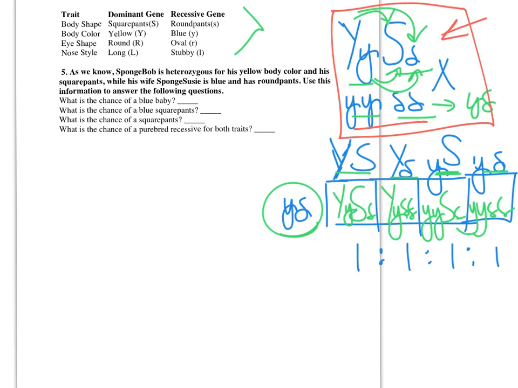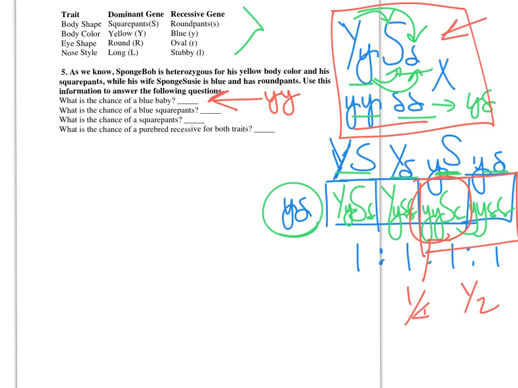But if you're asked other questions like, what is the chance of a blue baby? So what do we need to be blue? Little y. Blue is recessive. So what's the chance of having a blue baby? We look for any of the ones that are little y. And if you come over here, these guys. So what's that? Half. What's the chance of blue and SquarePants? Well, SquarePants is dominant. This one is blue with SquarePants, 1/4.